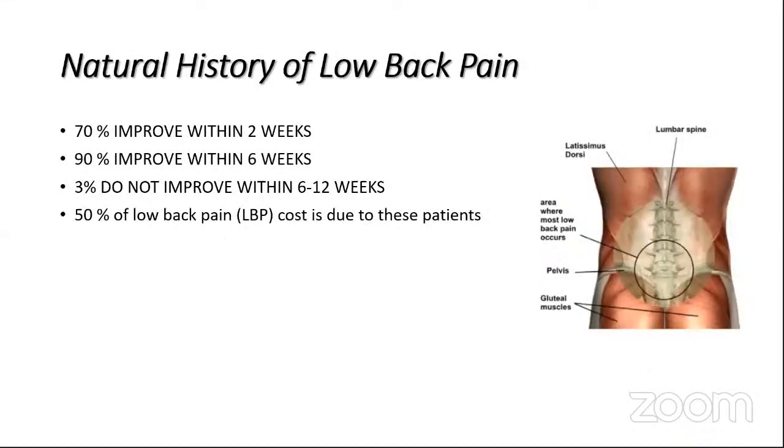So now we are going to discuss the natural history of low back pain. Most low back pain improves, that is, 70% improve within 2 weeks. Apart from that, 90% improve within 6 to 7 weeks, and 3% do not improve within 6 to 12 weeks. And these 3% of patients account for 50% of low back pain costs, so the treatment is very costly for them.